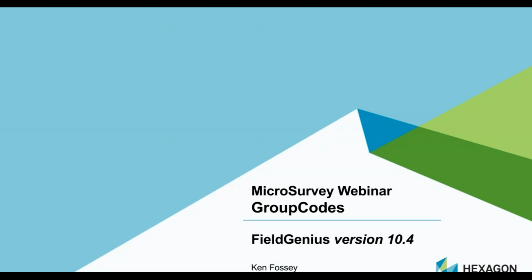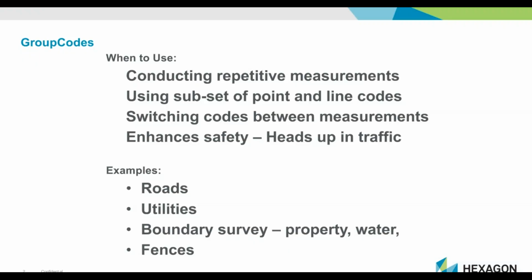So today what I want to do is talk about a really nice feature in Field Genius that we added a while back. It's group codes, and it's really for efficiency in the field. So when would you consider using group codes? If you're conducting repetitive measurements, where you're going back and forth and measuring the same things over and over, using a subset of the points or line codes.